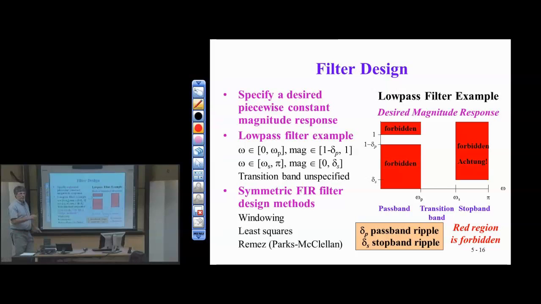Now, in homework 2.3, it was a bandpass filter. Here I'm giving you a low-pass filter. So in a low-pass filter example, I tell you the passband frequency and the stop band frequency. I tell you the stop band attenuation that I want. And I tell you the passband ripple that I'm allowing.